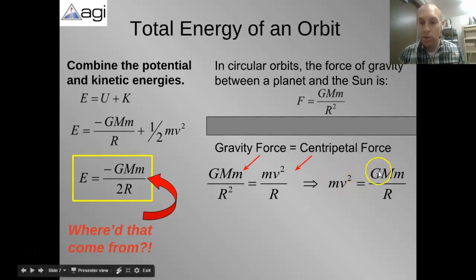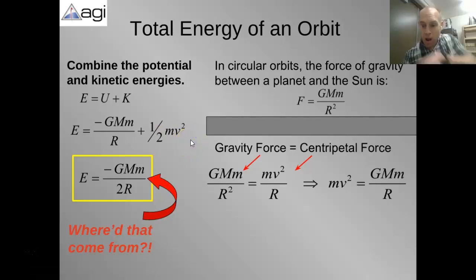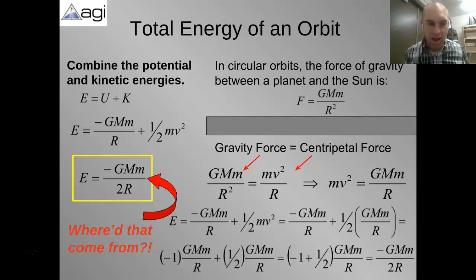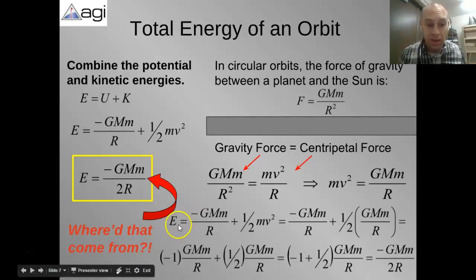So we know that mv squared equals GMm over r. Well, guess what? Look at this mv squared. I can take this mv squared and I can replace it with what it's equal to, which is this, GMm over r. So I'm going to take the GMm over r and put it right here. You ready for it? All right, I pushed that in. So now you have E equals minus GMm over r plus 1/2 mv squared.